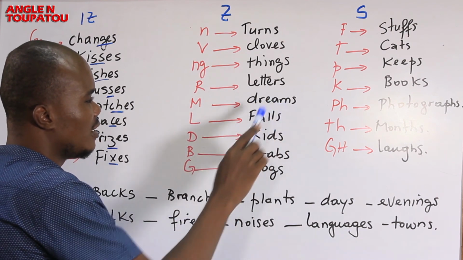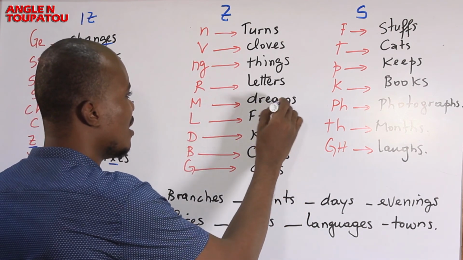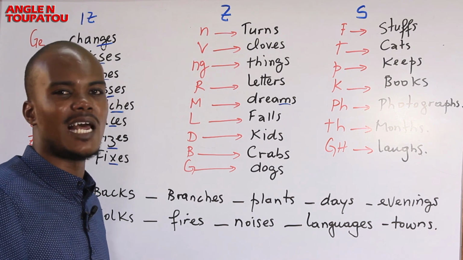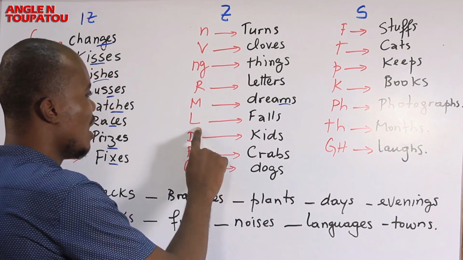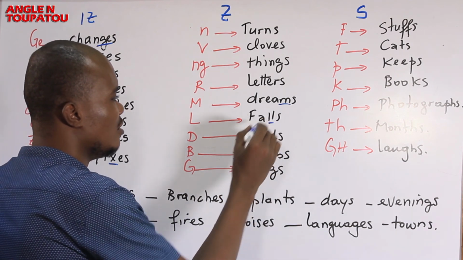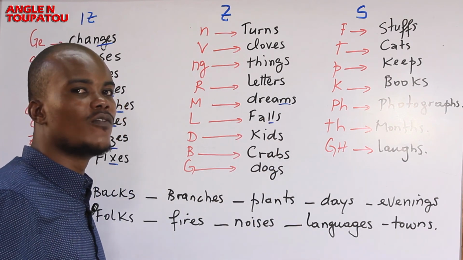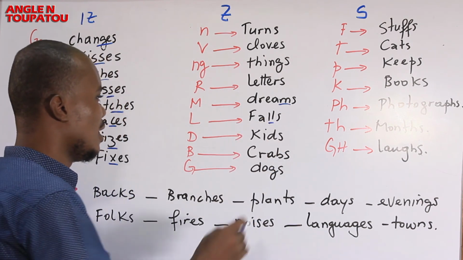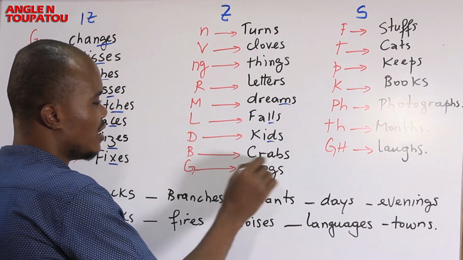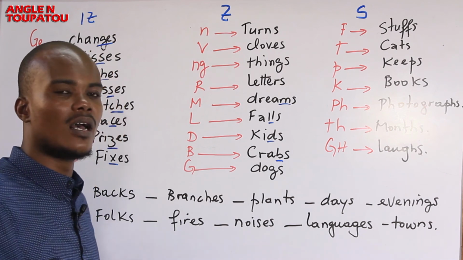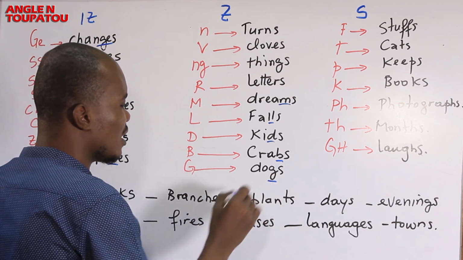You say dreams, not dreams with an S sound. In my dreams. L sound: you say falls. And you say kids. You say crabs. You say dogs.